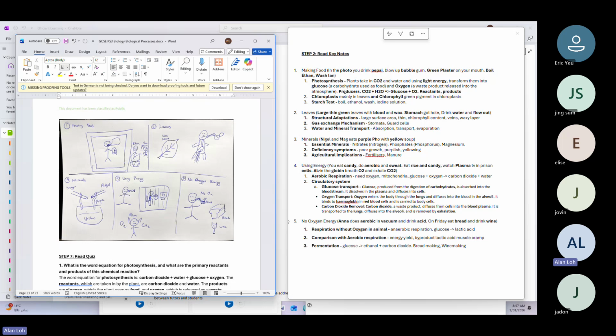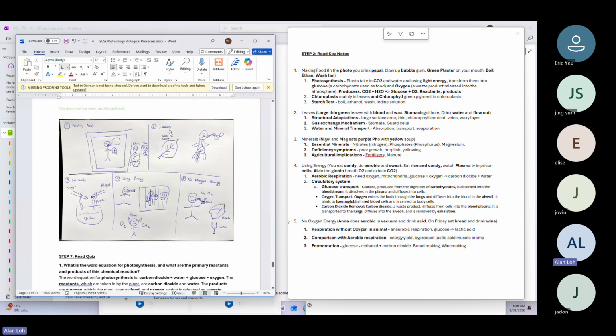Then you use a green plaster and plaster your mouth. There's this plaster over here. If you are able to see the plaster over here, it's representing a green plaster. And that plaster is to show the chloroplast, right? Plaster, chloroplast, and green chlorophyll, green pigments. Then boil ethanol and wash iodine. So you boil ethanol, and you wash iodine. This is to explain the starch test. This will help you to remember, if there is a question related to the starch test, how this starch test is being done as an experiment.